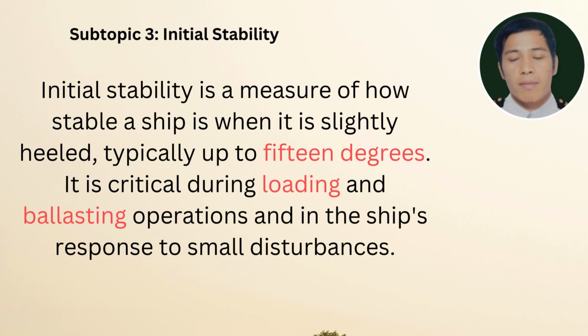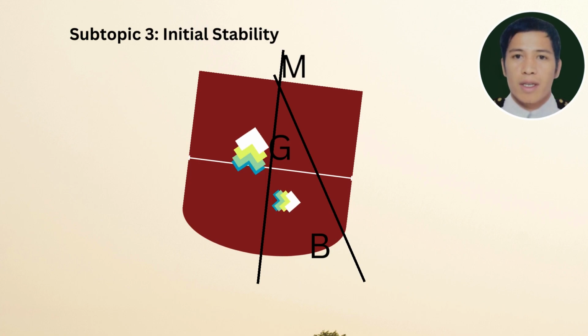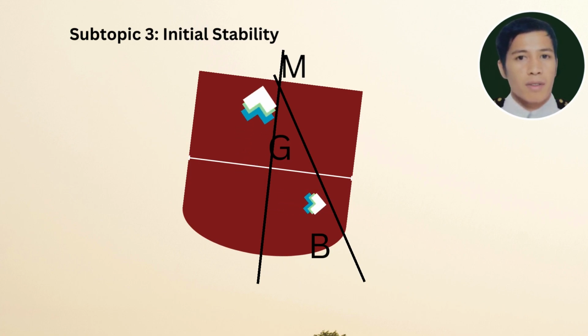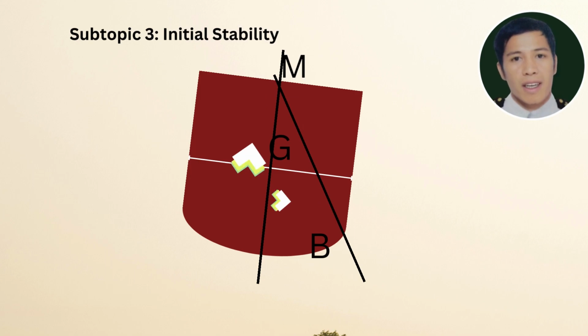Initial stability. Initial stability is a measure of how stable a ship is when it is slightly heeled, typically up to 15 degrees. It is critical during loading and ballasting operations, and in the ship's response to small disturbances. Initial stability is assessed through the initial metacentric height, GM initial, and the initial righting arm, GZ initial, at low angles of heel. A high initial stability is desirable to prevent excessive heeling in response to external forces.